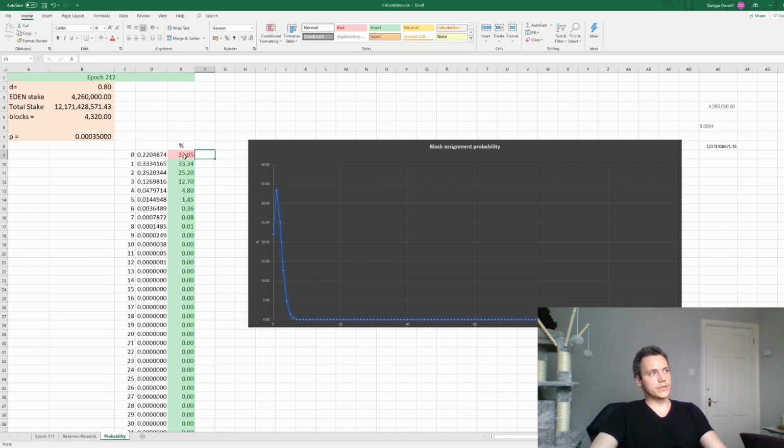So the situation is that Eden has a 22.05% chance of not getting a block assigned to it in epoch 212, from which we can calculate the chance of getting one or more blocks. So 78% for Eden to get a block in epoch 212.